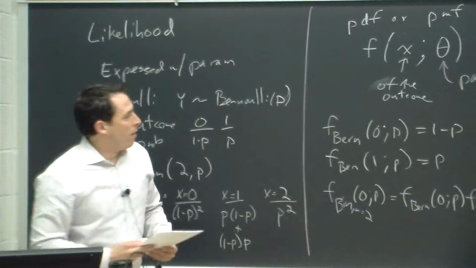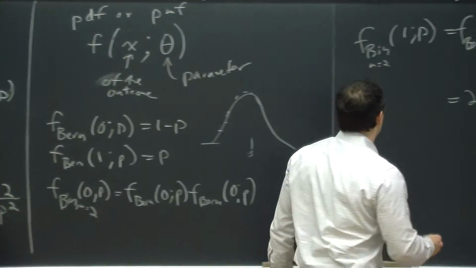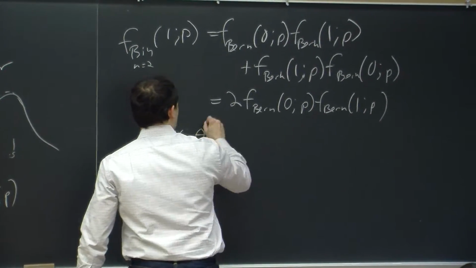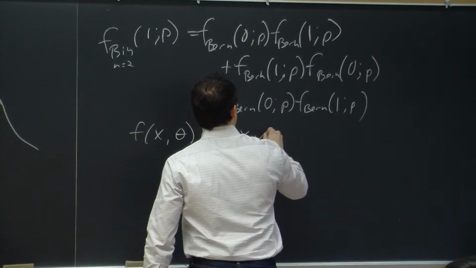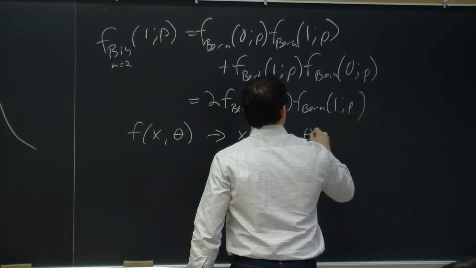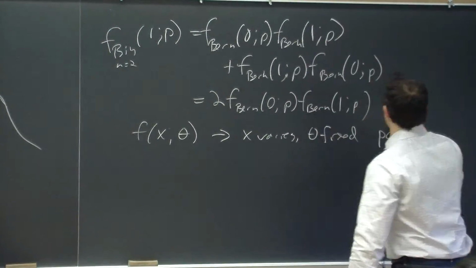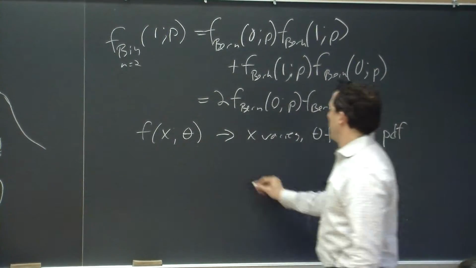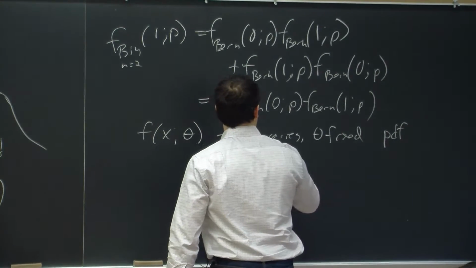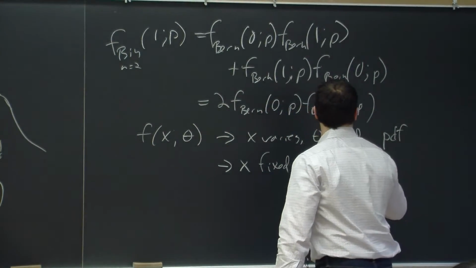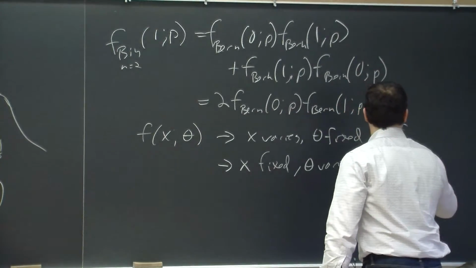So I have f of two parameters. If x varies and theta is fixed, we usually call this a probability distribution function or probability mass function. If x is fixed, the data is fixed, the outcome, and theta varies, we call this a likelihood.